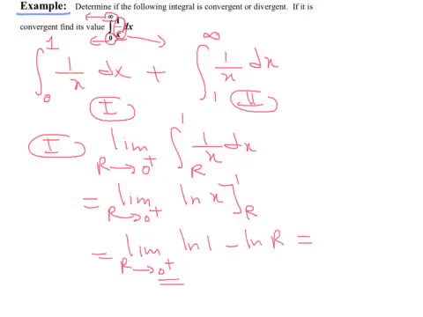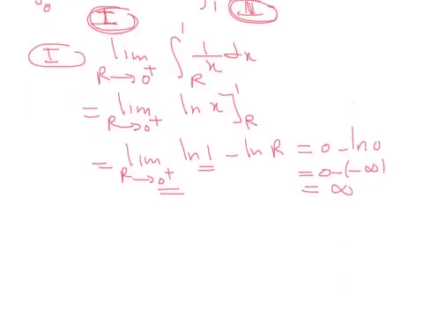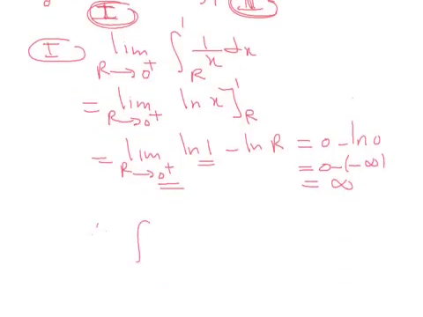Now we replace r by 0. ln 1 is equal to 0, minus ln 0, and ln 0 is minus infinity, so the answer is infinity. So the first integration is infinity, which is divergent, so we don't need to calculate the second one. We can just say that the integration from 0 to infinity of 1 divided by x is divergent, because the first one was divergent.